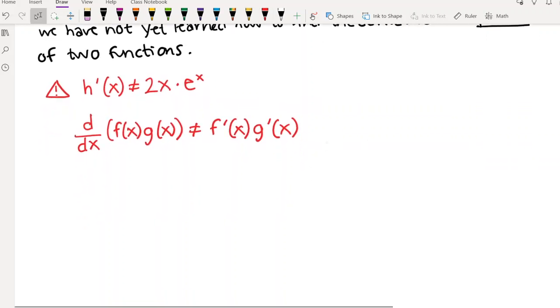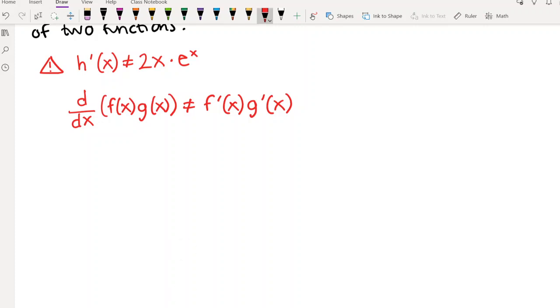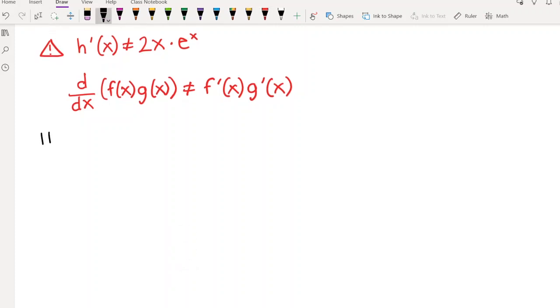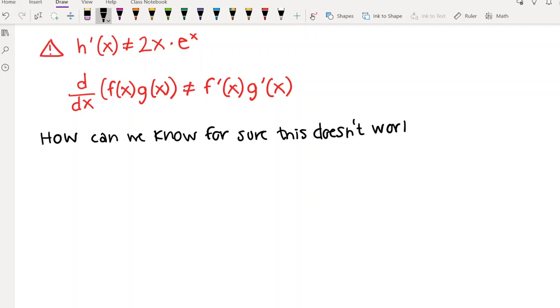So let's see another example. I want to really show you why this doesn't work. How can we know for sure this doesn't work? Let's try a function that we do know the derivative of, and then find a way to write it as a product, and then try using this fake product rule, and we'll see that it doesn't work. So we know, for example, let's say that we're looking at the function x to the fifth.